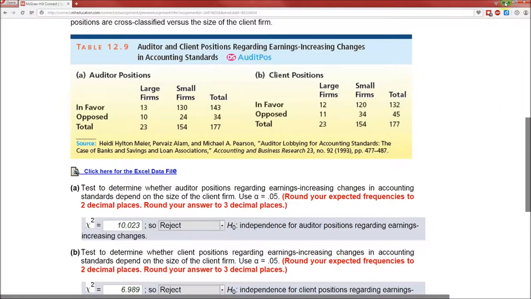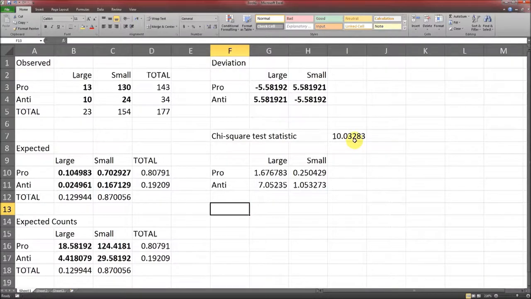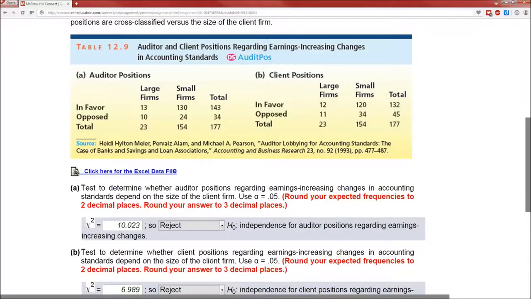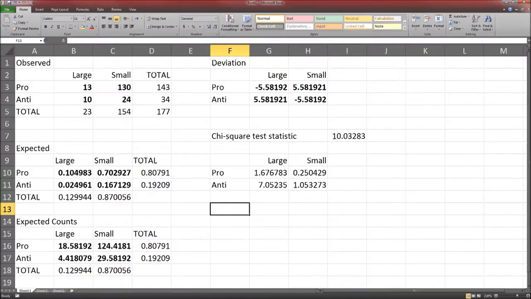It's 10.023. Interesting. I guess they rounded someplace else. Or I got the numbers in there wrong. 13, 10, 130, 24. Nope. My calculations are right.